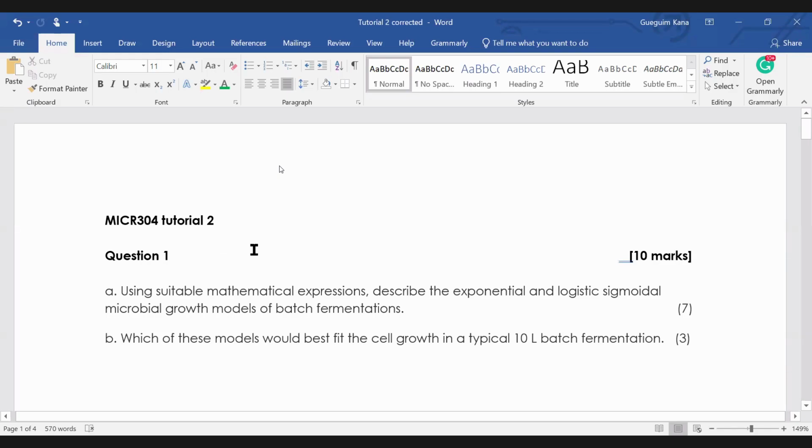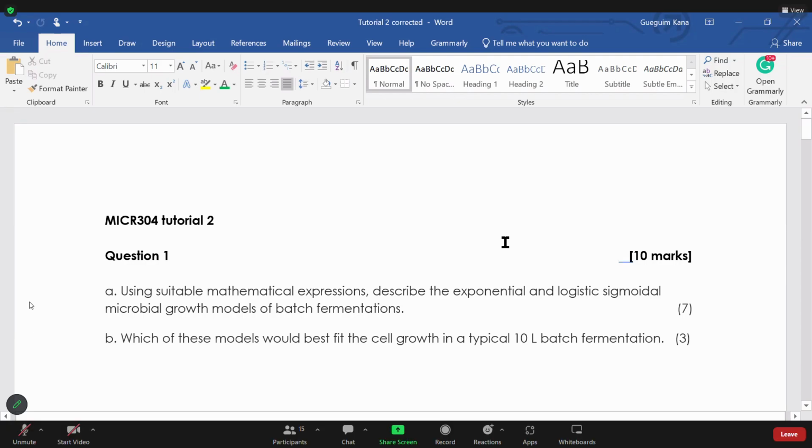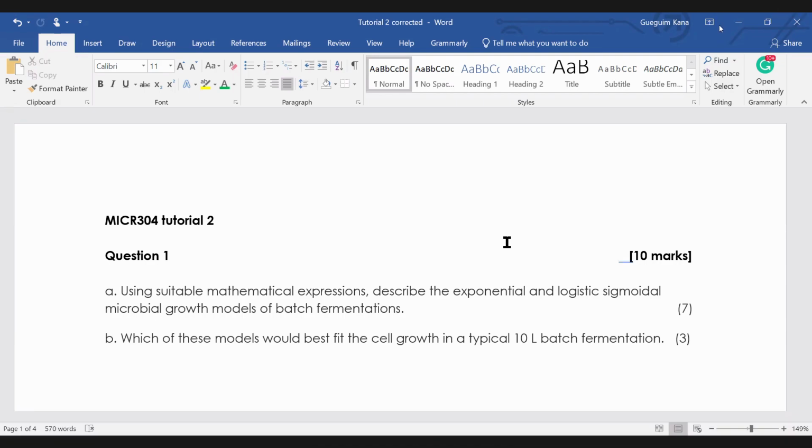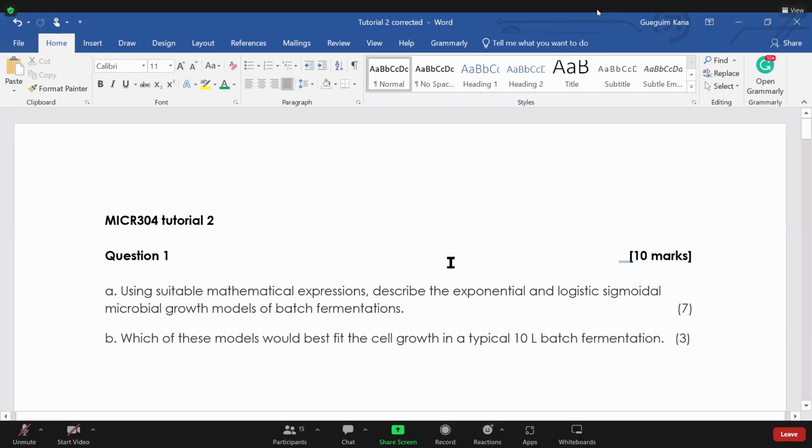What I want from you is to understand how to approach this kind of question. It's not necessary for you to copy the answers, but to understand how to approach this class of questions or this class of problems.